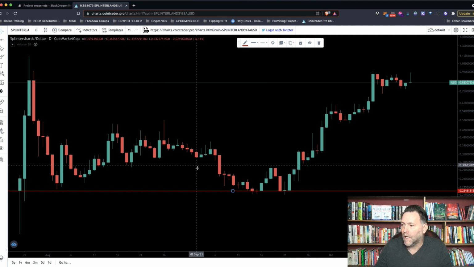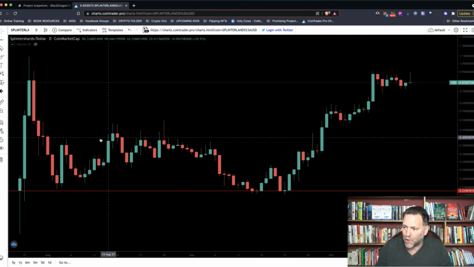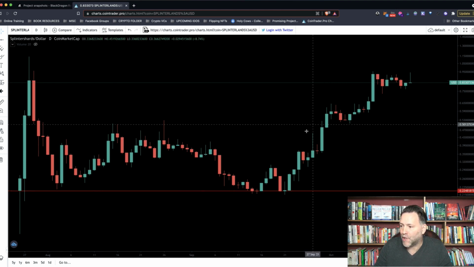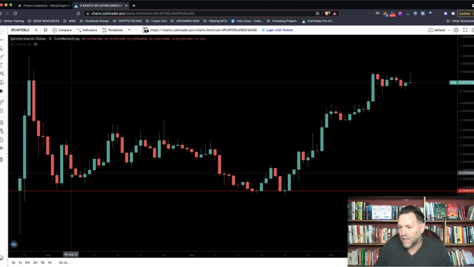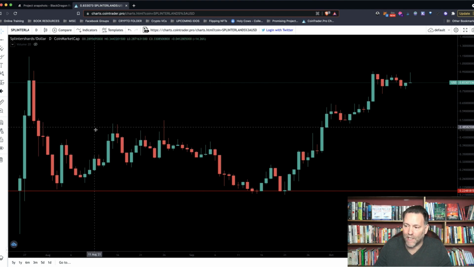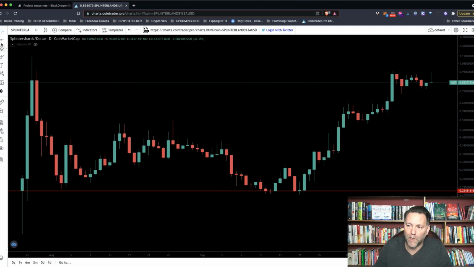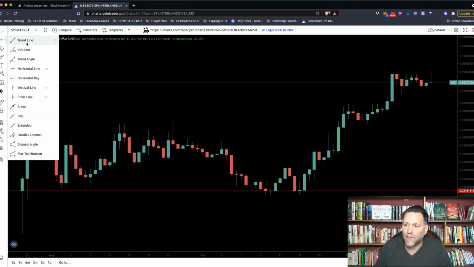Okay, so what do we see after we've put the support line in? This is a strong support. We can see a couple of trends forming here. You can see kind of sideways, downtrend and uptrends, basically. So how do we use these to our advantage? Okay, so I'm going to show you how to put a trend line in. There are two trends, downtrend and uptrend.